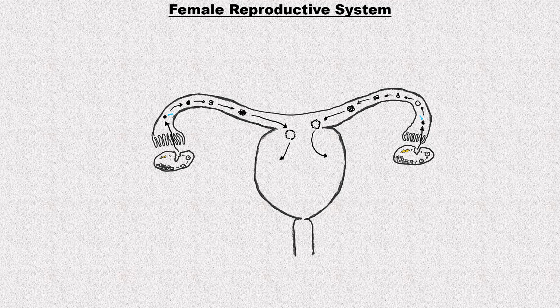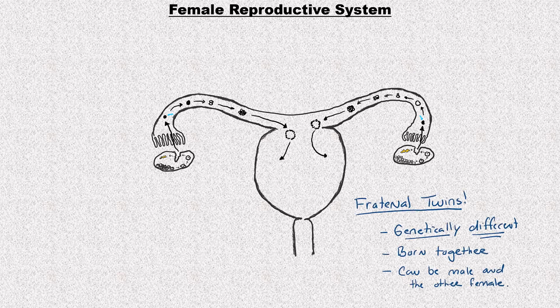Finally, taking a look at this picture, it looks like 2 eggs were released, 2 eggs were fertilized, and it looks like we have 2 blastula present. If 2 eggs are fertilized and made 2 zygotes, those 2 babies that will be born will be twins. They're going to be a special type of twin called fraternal twins. They'll be genetically different, but they'll be born together. One could be male, one could be female.